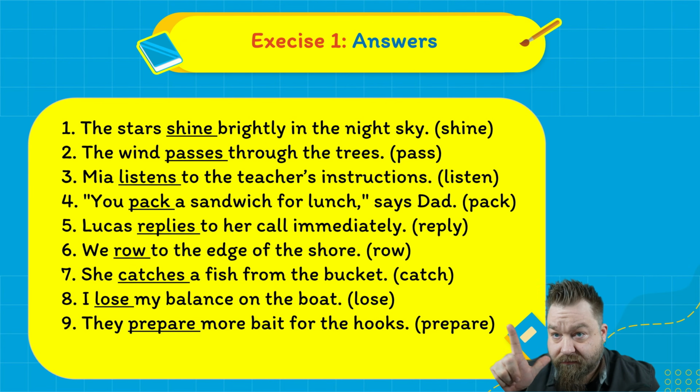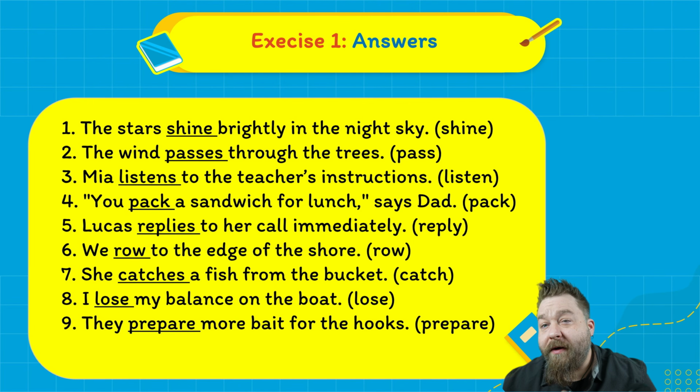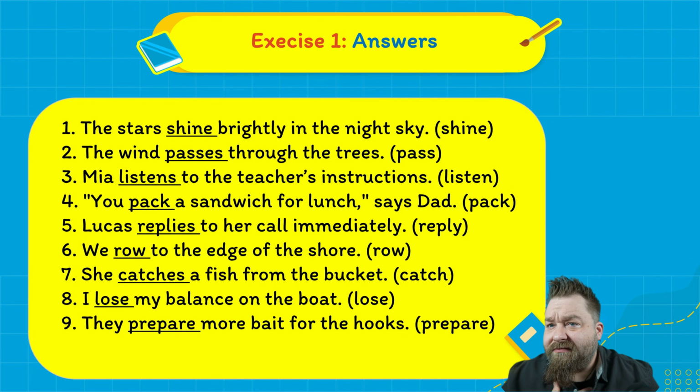Number 7, she, one person, catches, ES, CH, so we add ES at the end, catches a fish from the bucket. That's too easy. Should catch it from the river or a lake or something. Cheater. Number 8, I lose. So we don't change those verbs, right? It's just the verb. I lose my balance on the boat. Uh-oh. And number 9, they, plural, right? Prepare, just the verb. Prepare more bait for the hooks.